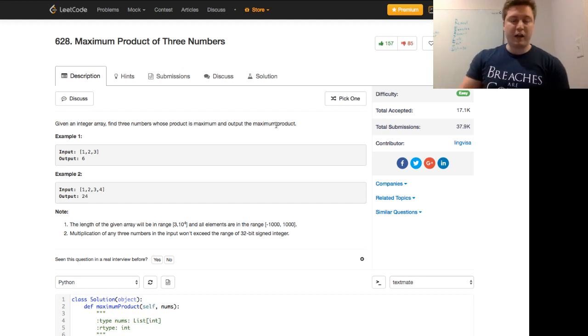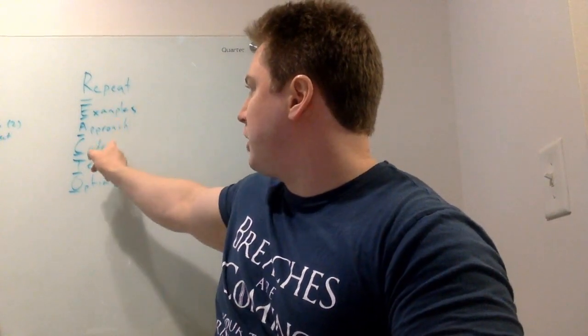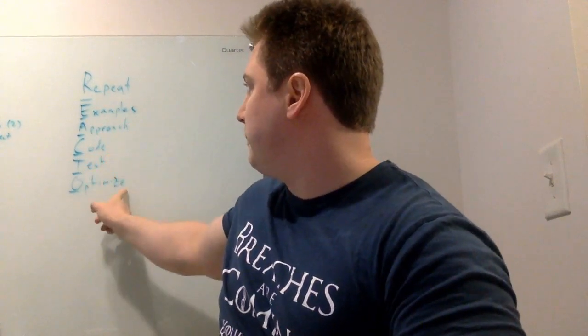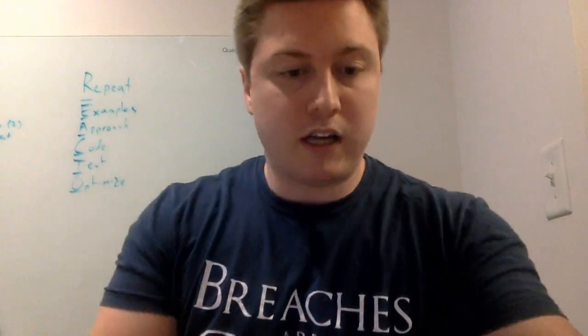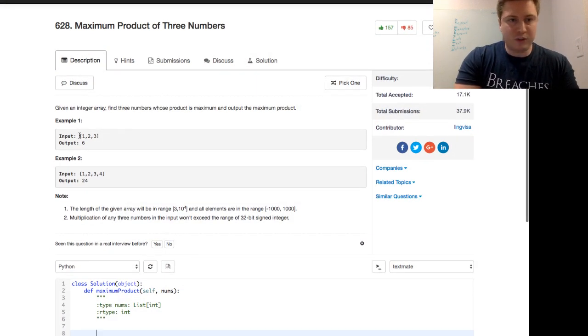As we spoke about before, we want to follow the paradigm of repeat, provide examples, then talk about the approach, then code, then test and optimize. So let's hop right into the examples. For the 1, 2, 3 array, it's 1 times 2 times 3, which is 6. If we provide an input of 1, 2, 3, 4, then we get 24. So we're going to take 2 times 3 times 4.